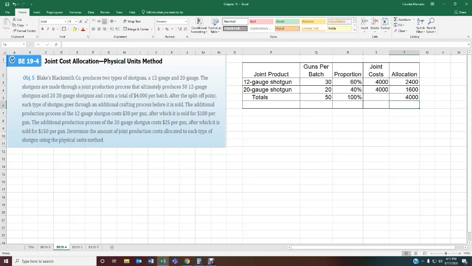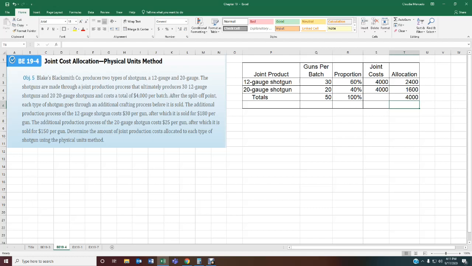Okay, so pretty straightforward. It's just a matter of selecting the information that you need for this particular problem so you can solve it. Like I said, they give you a whole bunch of split-off point cost, how much they sell the guns for. None of that pertains to our problem. Our problem is very simple. They're just asking you, what is the amount of joint production cost allocated for each shotgun?